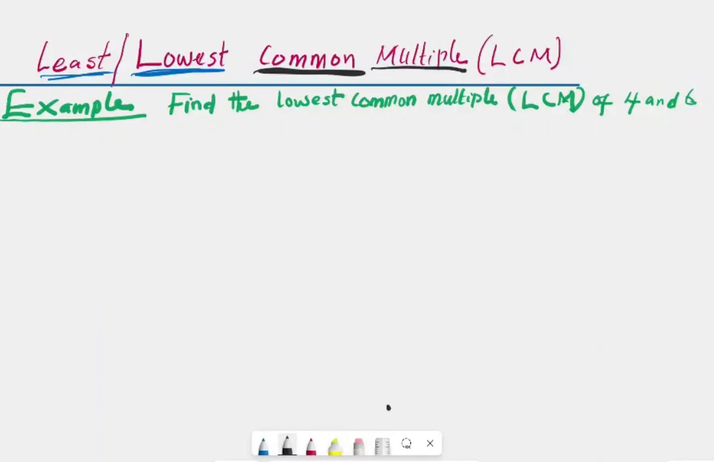First thing we do, we have to understand the question. First, what is multiple? Multiple means times table. So what we mean here, we have to look for the multiples of 4 and also multiples of 6.